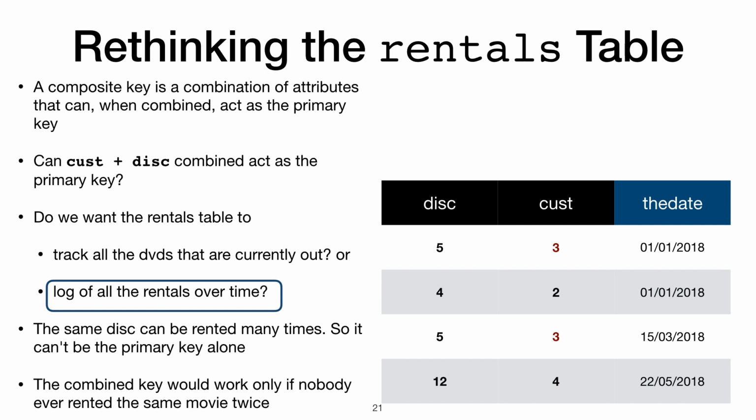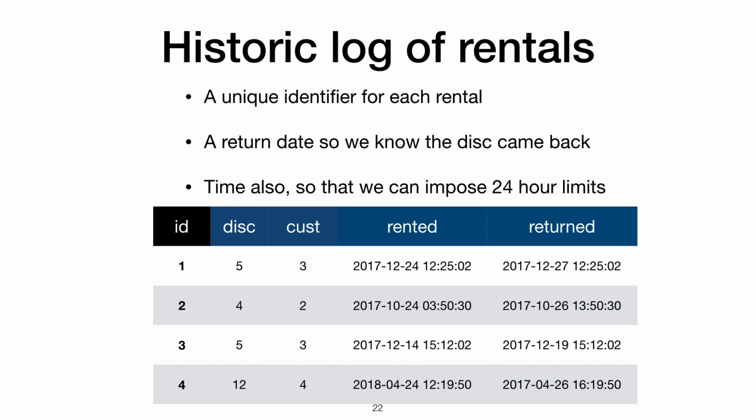So at first glance, it really does look like the disc and customer could be a combined key and be the primary key that way. But if you think about it really hard, no. So as it turns out, the answer to our question is no, actually. It can't be either way. So we do need a unique identifier if we're doing the historic log. If we're doing the table of what's out now, then the disc is the primary key and nothing more. If we are keeping a log, then we need an ID for each rental. Then we're going to store the disc and who rented it. We're going to store when they rented it and when they returned it.